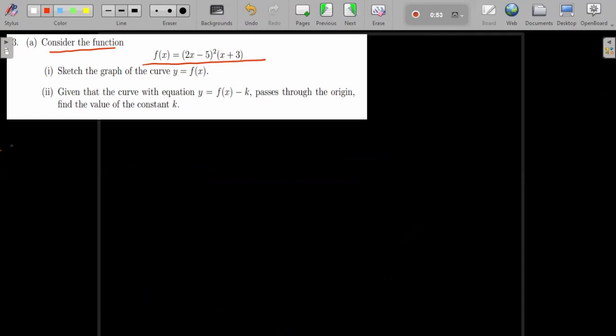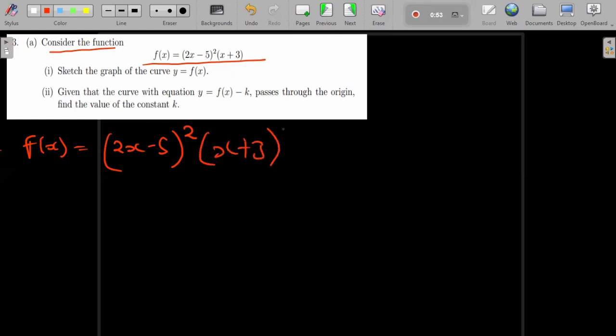So we have f of x is equals to 2x minus 5, okay? We can see this one as squared, so it's an even power, and then x plus 3. It doesn't have any power, meaning the power is 1, so that is an odd power. So the x-intercept that I'm going to find from this, the curve is going to cross, but the x-intercept that I'm going to find from the squared factor is going to bounce.